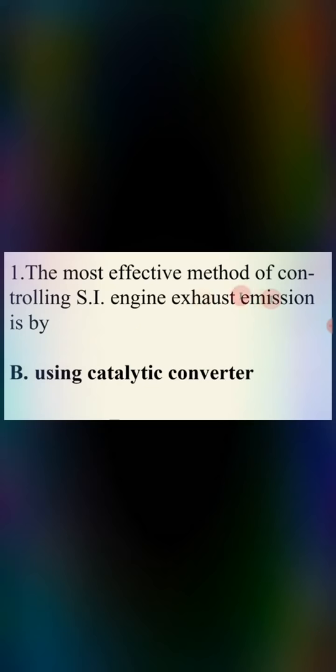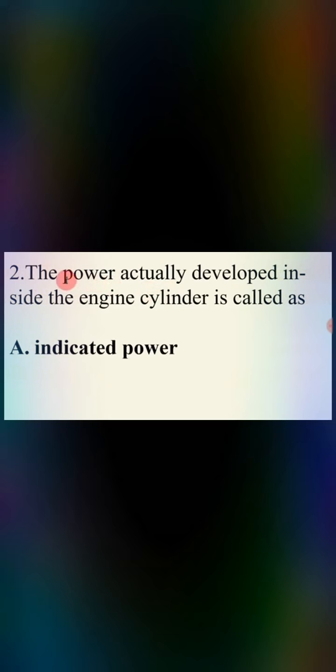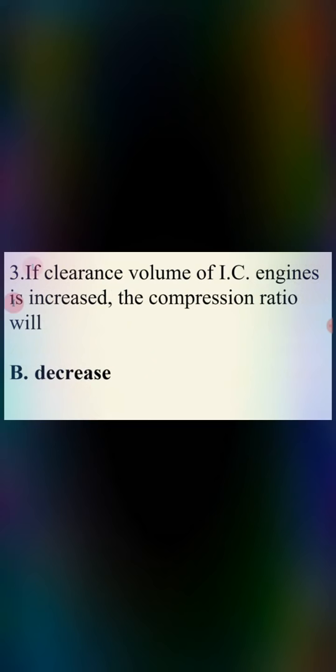The most effective method of controlling SI engine exhaust emission is by using catalytic converter. So by using catalytic converter, SI engine exhaust emission is controlled. The power actually developed inside the engine cylinder is called indicated power. So this is also very important.